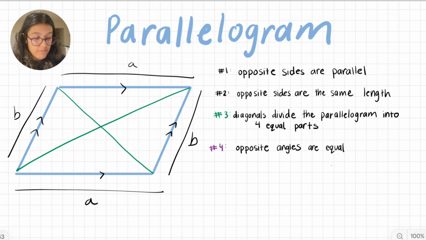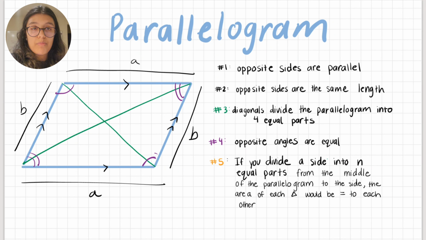Property number 4 of parallelograms, opposite angles are equal. Now, once again, it's pretty self-explanatory. It's just saying that this angle is the same as this angle, and this angle is the same as this angle. Opposite angles are equal.